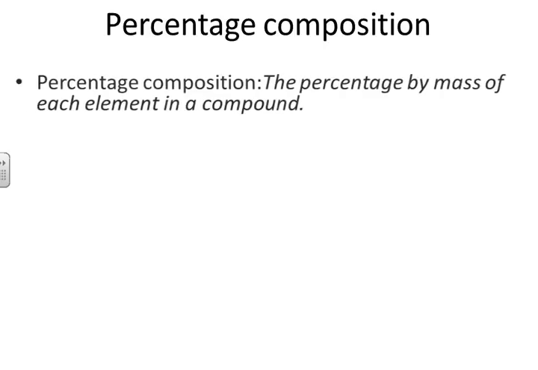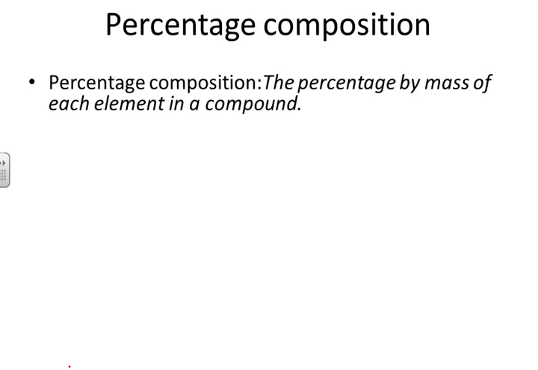Now, we can also look at percentage composition or percentages in terms of compounds. And the percentage composition of a compound is sometimes called percent by mass. This is the percentage by mass of each element in a compound. Or in other words, if we're looking at a compound, what percentage of the mass of the compound is made up by each element?